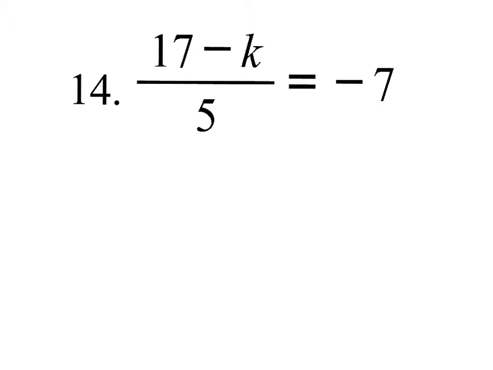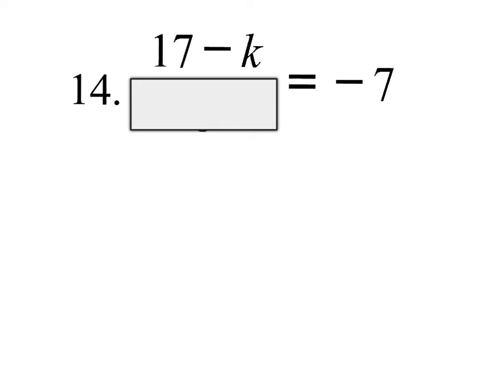Now, notice, this fraction's messing it up. I have a divided by 5 here. Wouldn't it be nice if it didn't say 17 minus k divided by 5? Wouldn't it be nice if it just said 17 minus k equals a number, and then you could just get rid of the 17 by subtracting it, and then just multiplying by negative 1, you'd be finished? Yeah, of course, that would be nice.